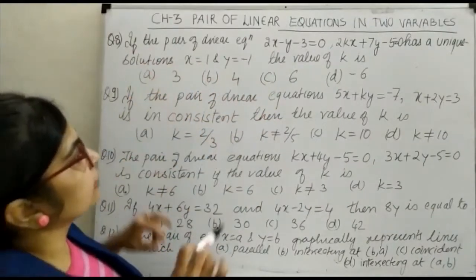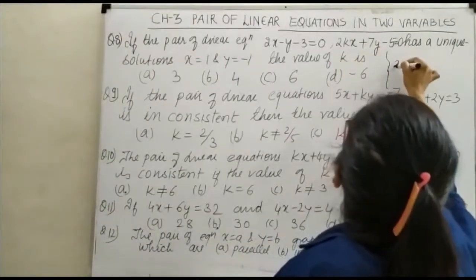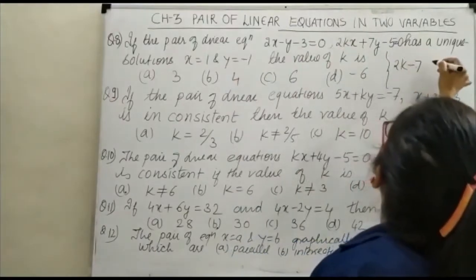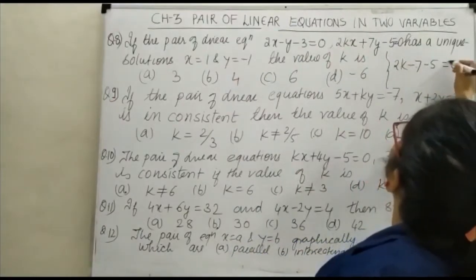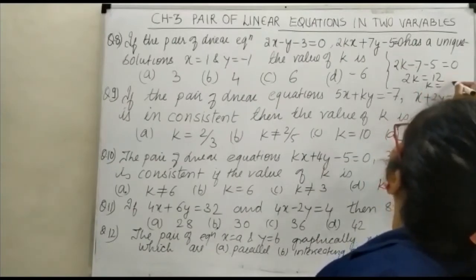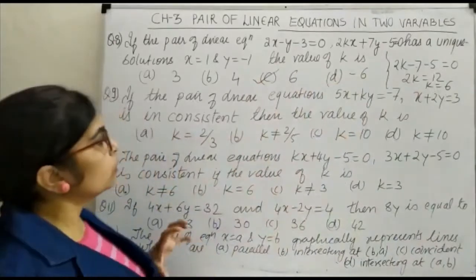अब देखिए आप डायरेक्टली ये x की वैल्यू 1 यहाँ पे रख दीजिए तो ये आपका हो जाएगा 2k, y की वैल्यू आपने माइनस 1 रखी थी हो गया माइनस 7 माइनस 5 इज इक्वल टू 0. सो 2k इज इक्वल टू 12 एंड योर k इज इक्वल टू 6. So which option is correct? K is equal to 6.